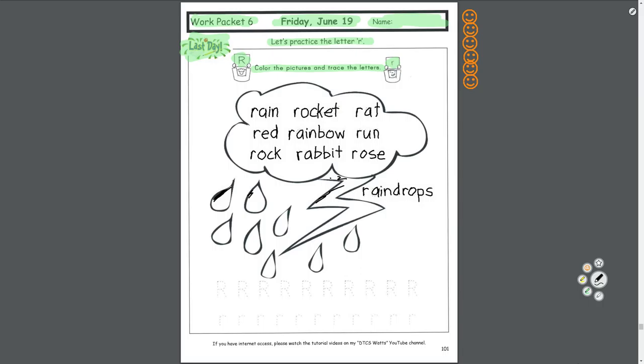and lowercase r. So uppercase, top to bottom, bubble around, and then come down. Top to bottom, then bubble around, come down. Top, bottom, bubble, down. Finish the rest in lowercase.